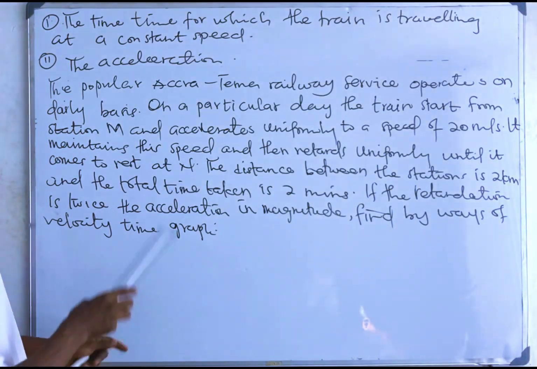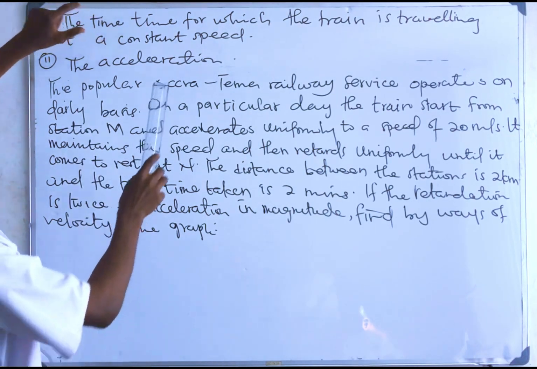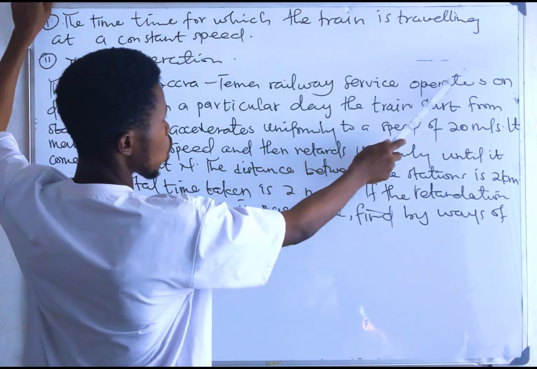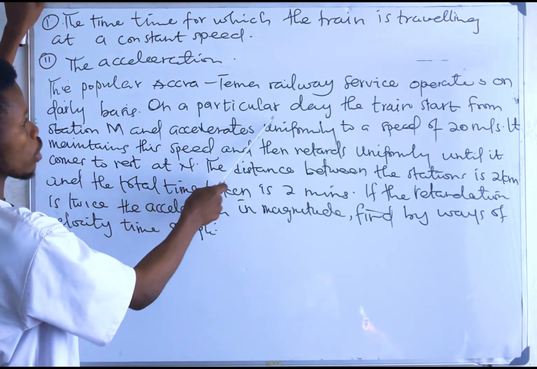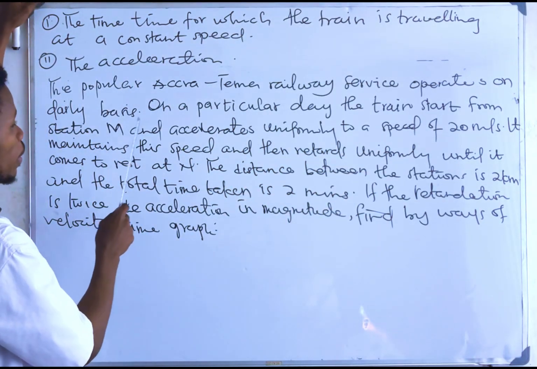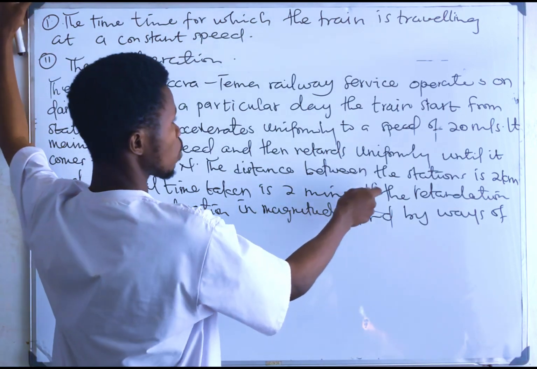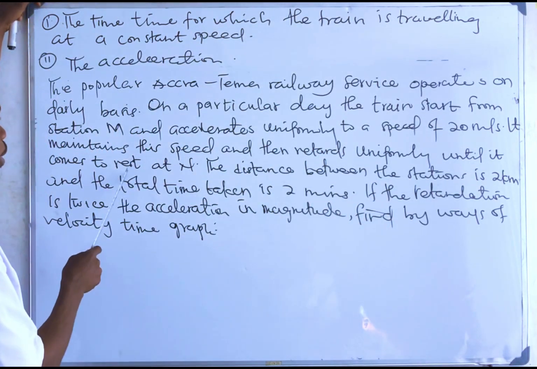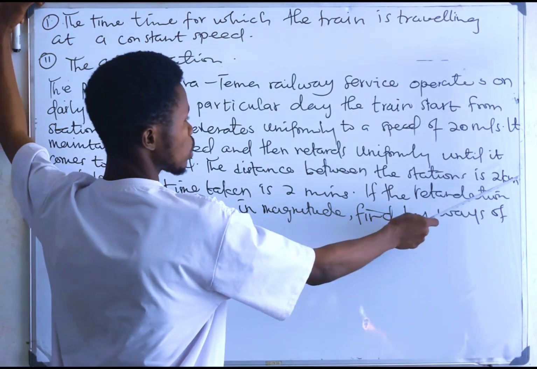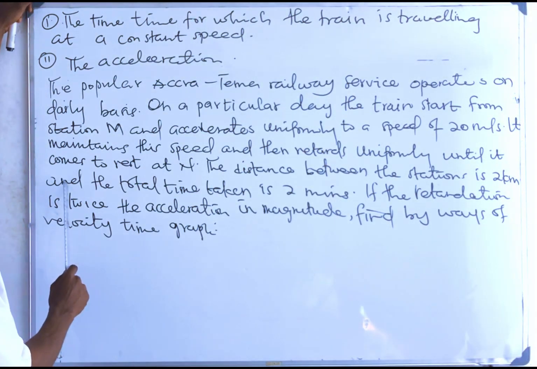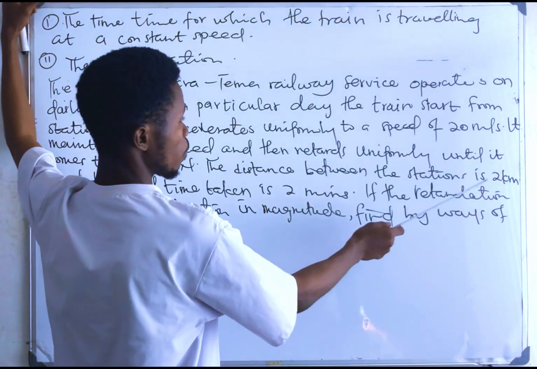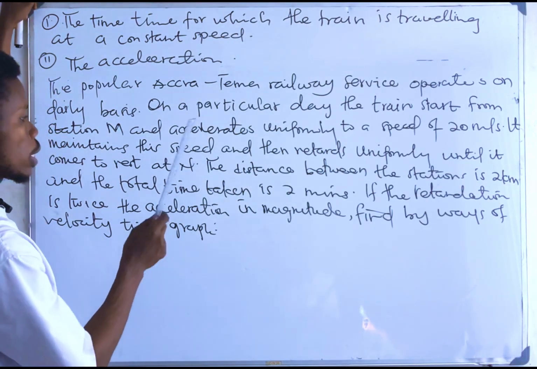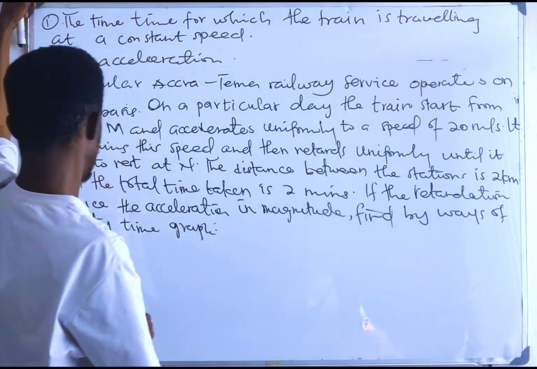Okay, now let's look at the second question. Please, because of the space, that's why I cleaned this side and I wrote the question here. So I'm starting from here. The popular Accra Tema Railway service operates on a daily basis. On a particular day, the train starts from station M and accelerates uniformly to a speed of 20 meters per second. It maintains this speed and then retards uniformly until it comes to rest at N. The distance between the stations is 2 kilometers, and the total time taken is 2 minutes. If the retardation is twice the acceleration in magnitude, so take note, retardation is twice the acceleration in magnitude, find by way of velocity time graph.